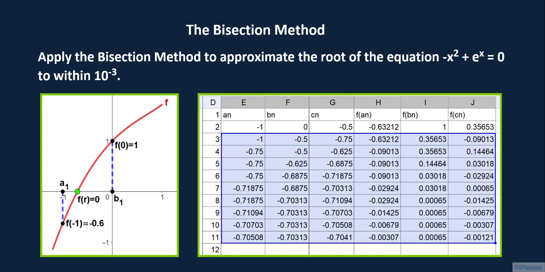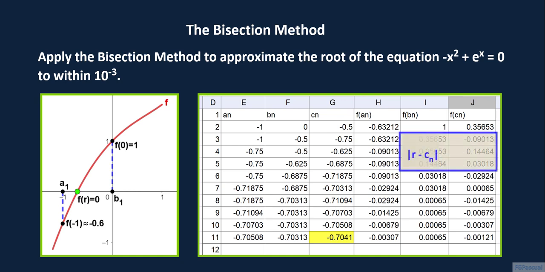The exact solution x equals r is now between these two endpoints. C sub 10, which up to 4 significant digits is -0.7041, is the first midpoint estimate that is strictly within 1/1000th of the exact solution. As a final note to this example, an error bound for the midpoint estimate c sub n at the nth iteration is given by the absolute value of b sub 1 minus a sub 1 divided by 2 raised to the nth power.